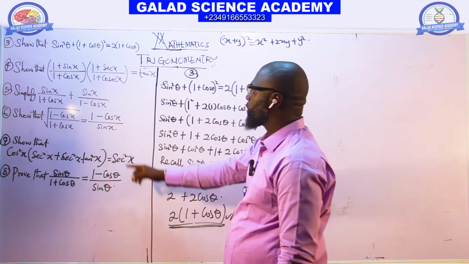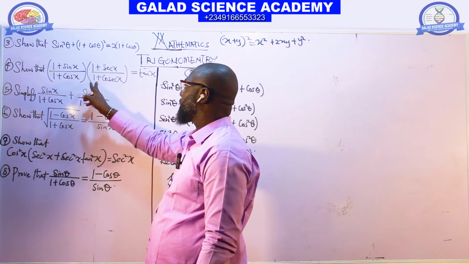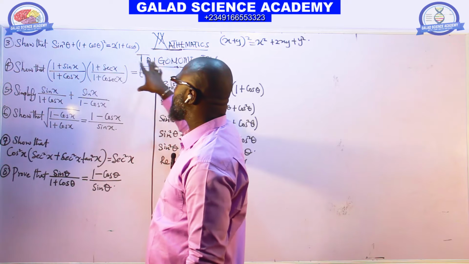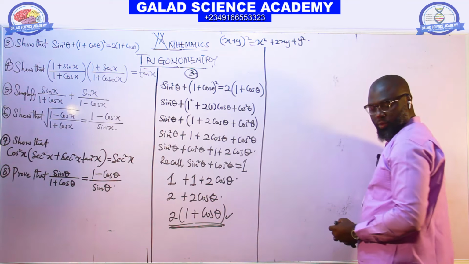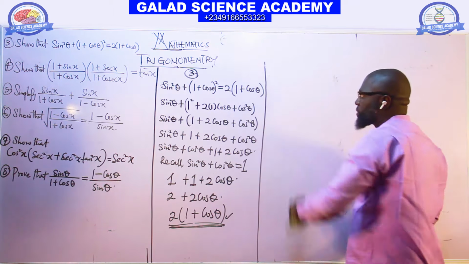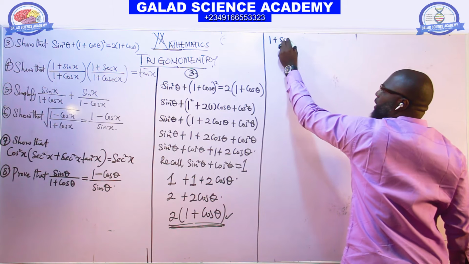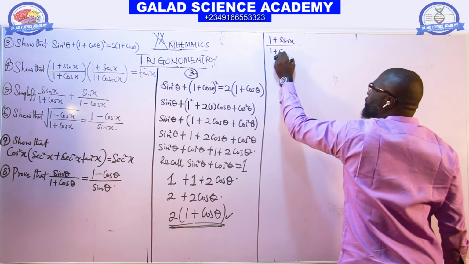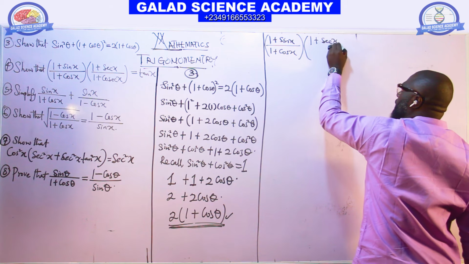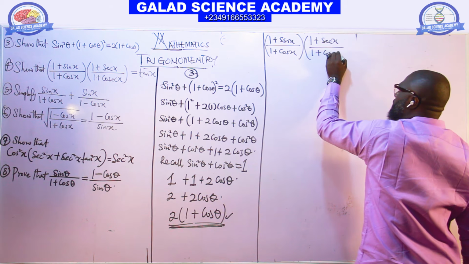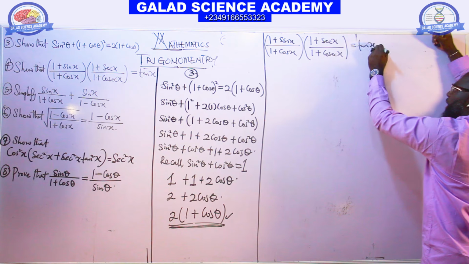So the second question, we are given that we show that 1 plus sine x over 1 plus cos x, into bracket 1 plus sec x over 1 plus cosec x, is equal to tan x.